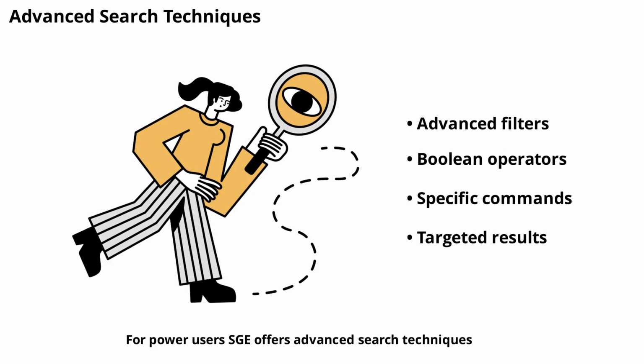For power users, SGE offers advanced search techniques. You can use filters, Boolean operators, or specific commands to narrow down results. These tools help you find highly specific information and make your searches even more effective.